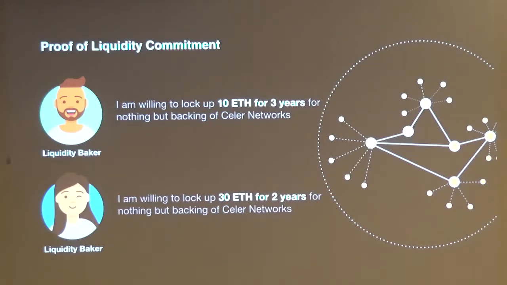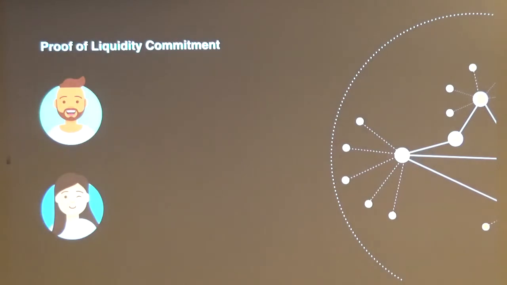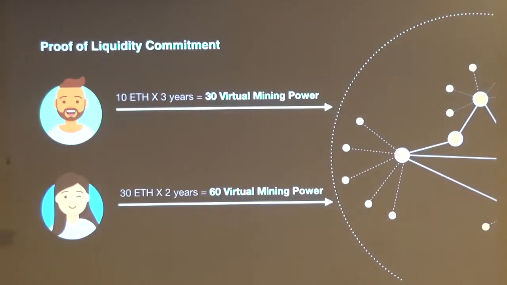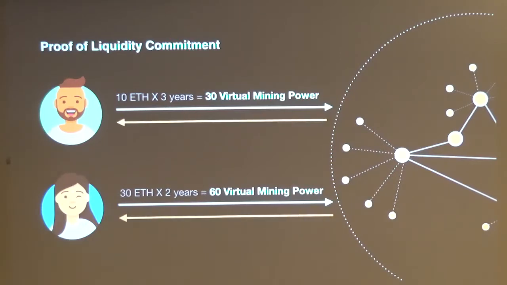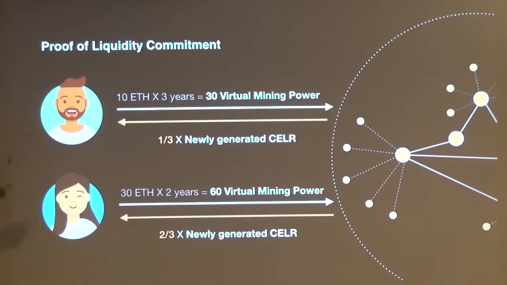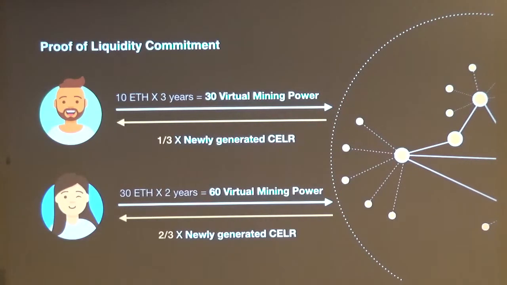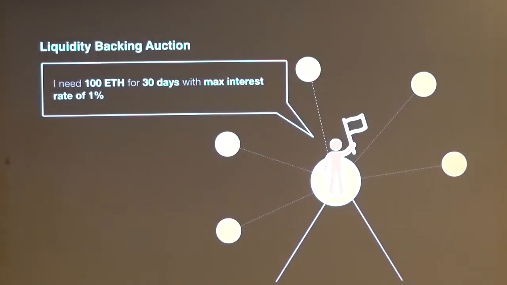It works basically like a virtual mining process where you have two liquidity backers here. One is willing to lock up 10 ETH for 3 years for nothing but to back the Celer network, and the other is 30 ETH for 2 years. Their virtual mining power becomes a multiplier between these two things. The newly generated Celer token will be awarded proportionally to their virtual mining power. With this incentive, and also because of the Celer network's income flow earning power, it becomes a very positive incentive, especially in the beginning, to create a very stable and abundant liquidity pool for the entire network to operate.